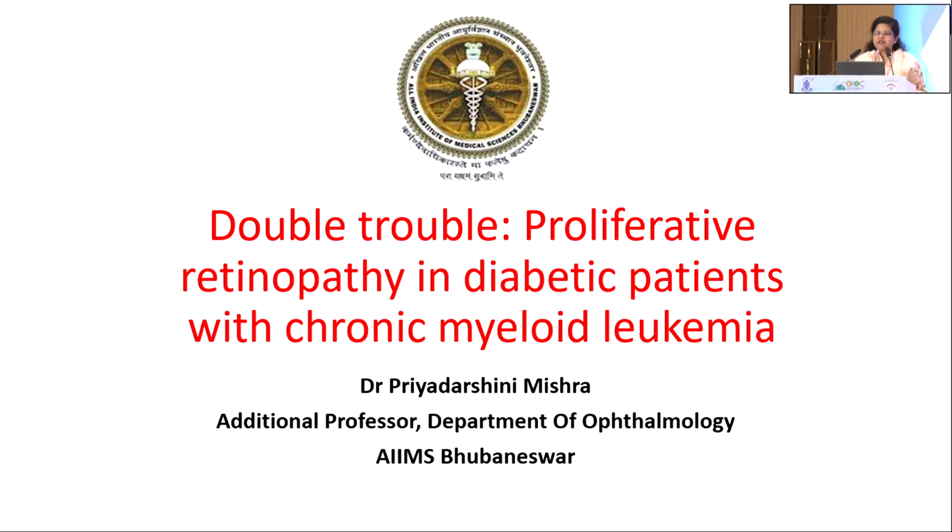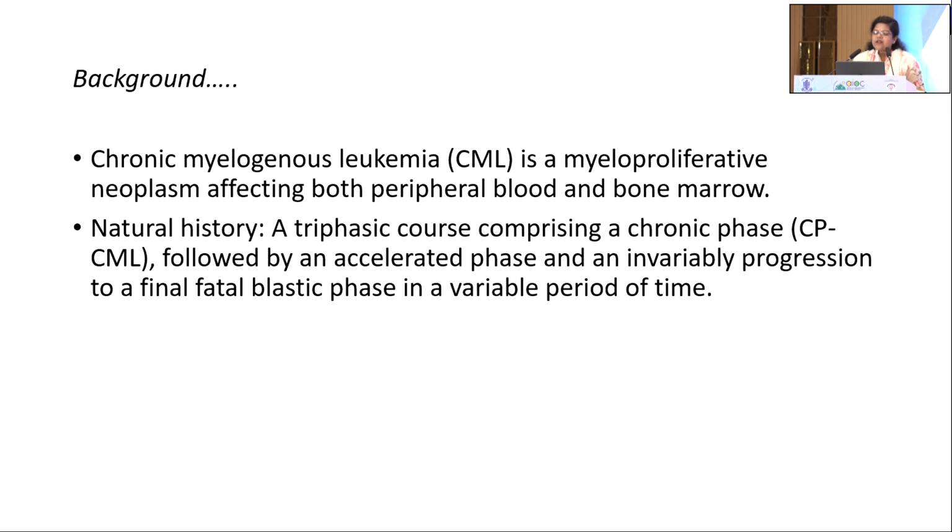Good morning, sir, and good morning, all. My topic is double trouble: proliferative retinopathy in diabetic patients with chronic myeloid leukemia. I have no financial interest in this presentation. A little background knowledge: chronic myelogenous leukemia is a myeloproliferative neoplasm affecting both peripheral blood and bone marrow. Natural history: usually it follows a triphasic course, with a chronic phase followed by an accelerated phase and invariably progression to a final fatal blastic phase after a variable period of time.